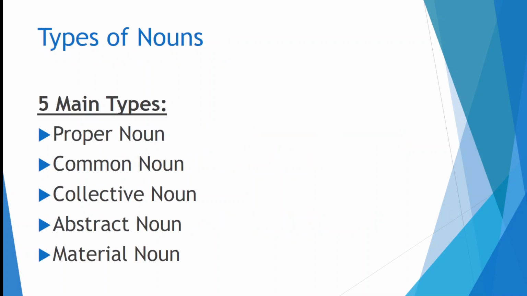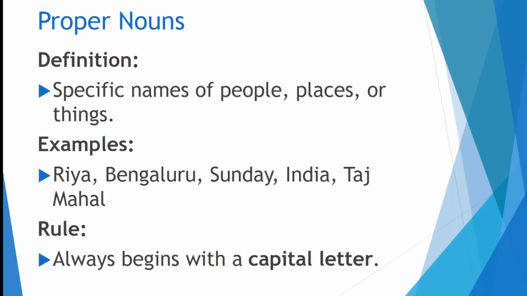Now let us understand the types of nouns. There are five main types of nouns. First one is proper noun, then common noun, collective noun, fourth one is abstract noun, and the last fifth one is material noun. Now let us understand each type of noun in detail.